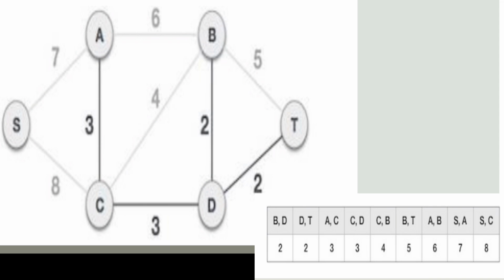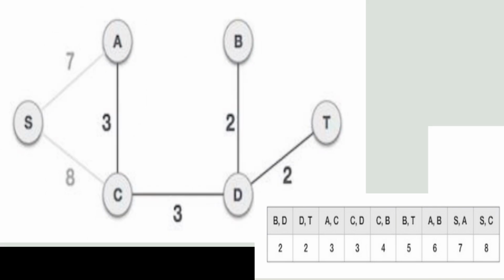The next edge which we can add is BT. But you can see that when you add BT, again a cycle is formed between B, T and D. So you discard the edge BT as well. Now the next edge which you can add is AB. But you can again see that if AB is added, a cycle is formed between A, B, C and D. So you skip AB as well.